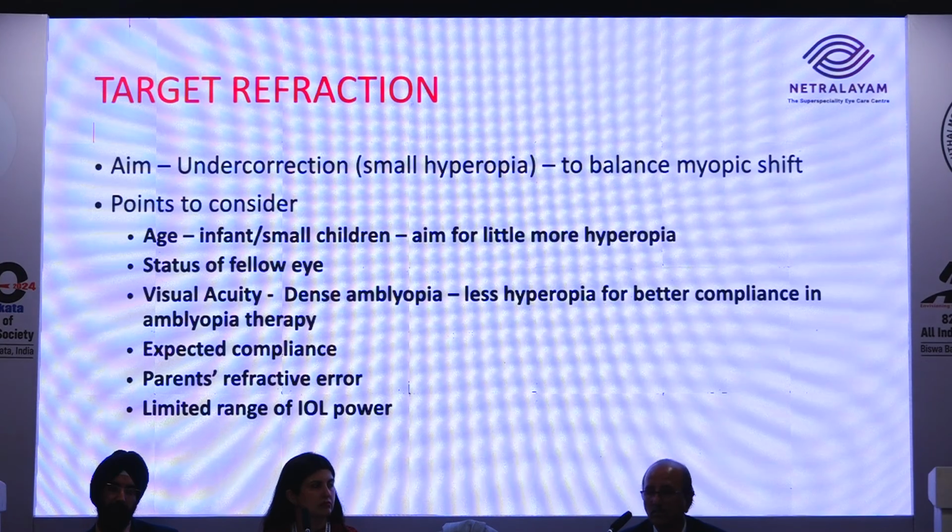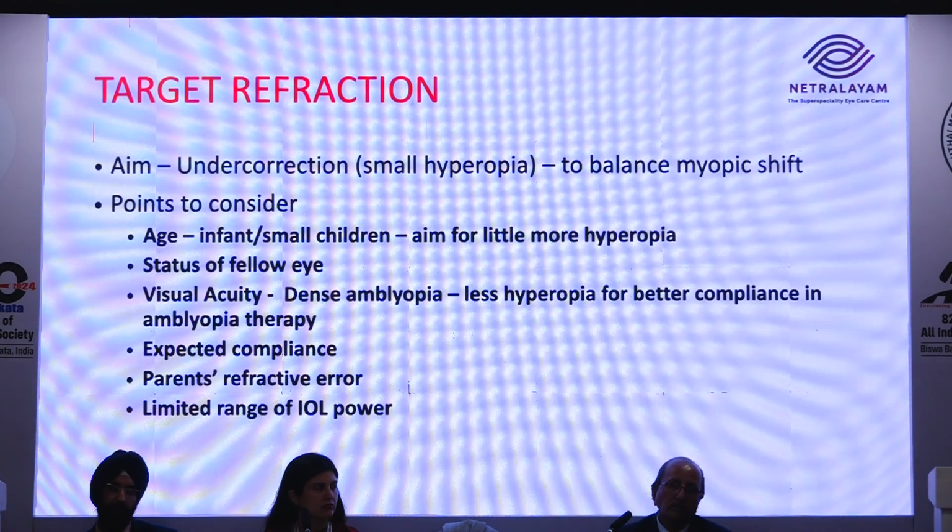So myopic shift is unpredictable, but one of the predictive factors in this is if it is a unilateral cataract, like the status of the fellow eye. If it is a unilateral cataract, then myopic shift will be much faster. So in those cases, we can always aim for slightly more hyperopia. Less hyperopia we have already discussed.